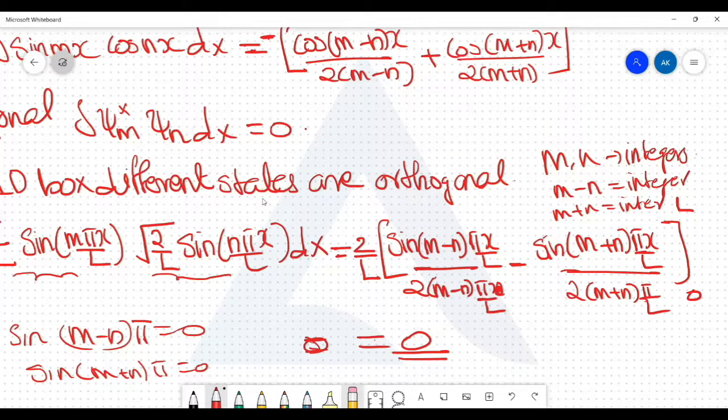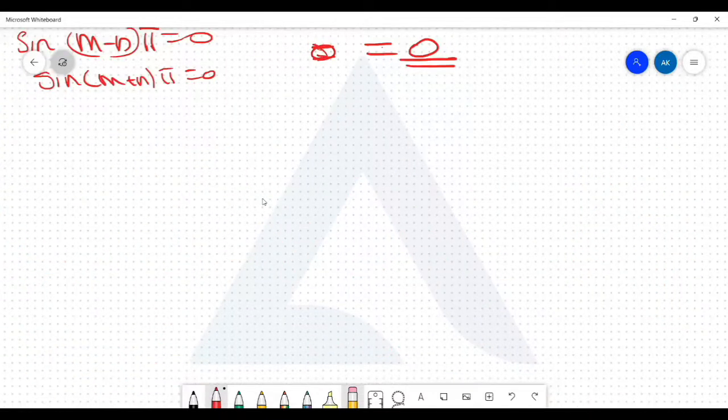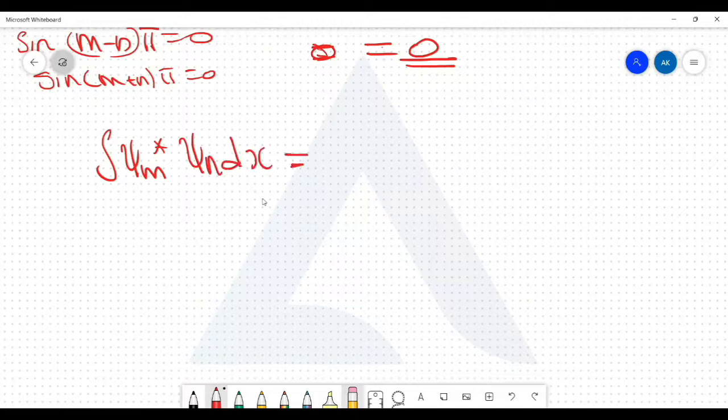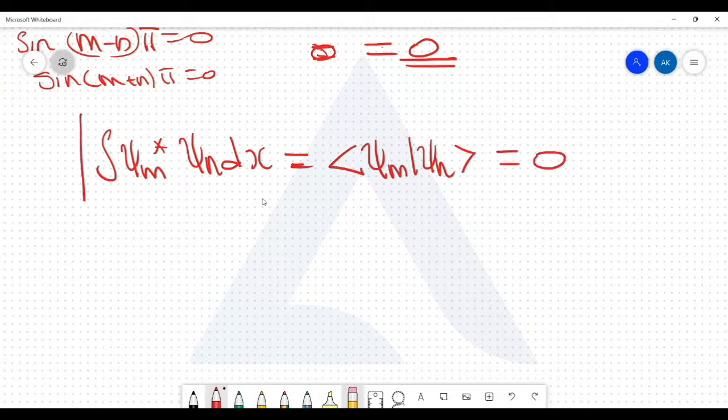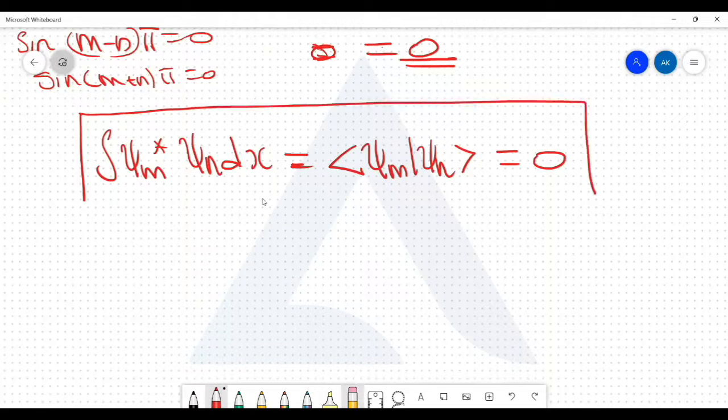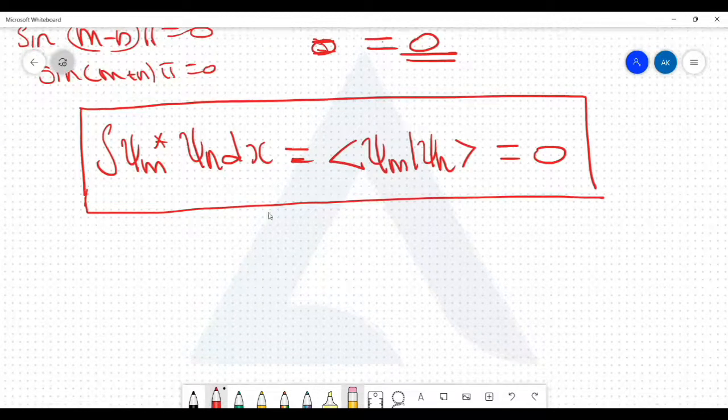So orthogonality can be written in this form: the integral of psi m star psi n dx, which is also written as the bracket of psi m and psi n, equals 0. This notation and these symbols we will explore later. So keep this in mind. They are orthogonal states.